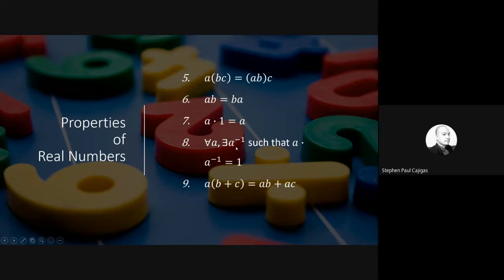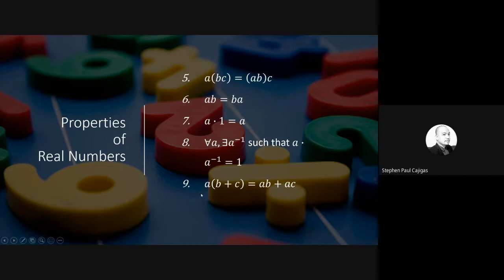And then we have the inverse element of the real numbers with respect to multiplication. So we denote this as a to the power negative 1, or a inverse. So we know that a inverse is simply 1 over a, the reciprocal of a. So we see that a multiplied by its inverse is equal to 1. So basically a times 1 over a is equal to 1.